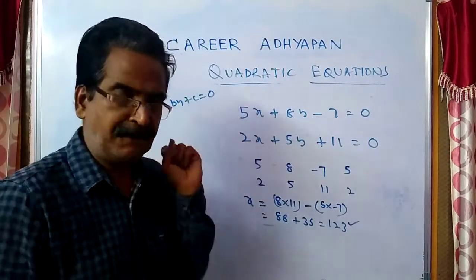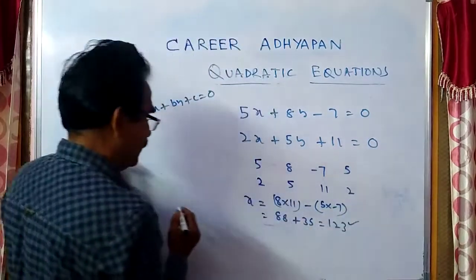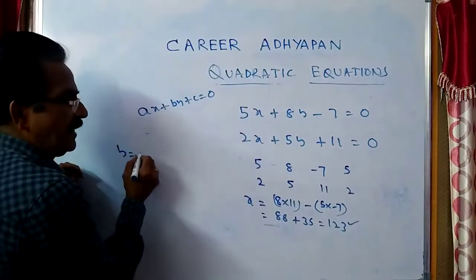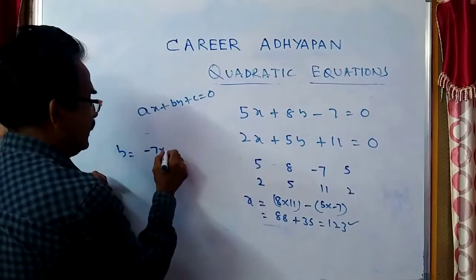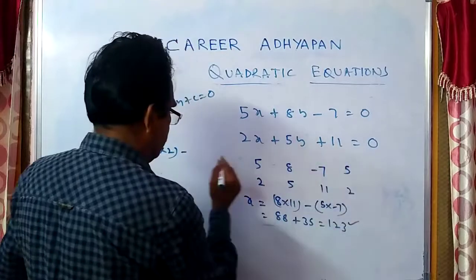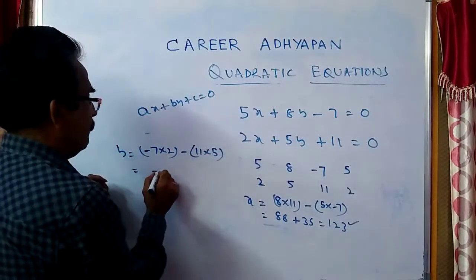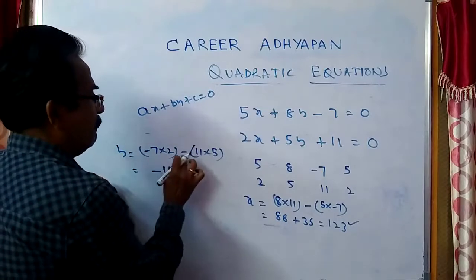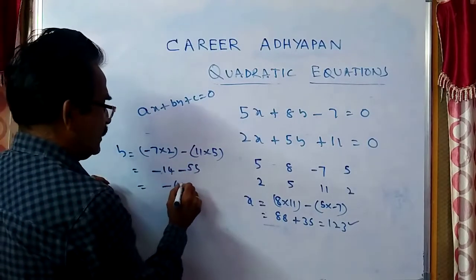Only for relationship sake. This is x. X is equal to 123. Let us see y. Y is equal to this into this minus 7 into 2, this into this minus this into this, minus 11 into 5, minus 14 minus 55, minus 69.